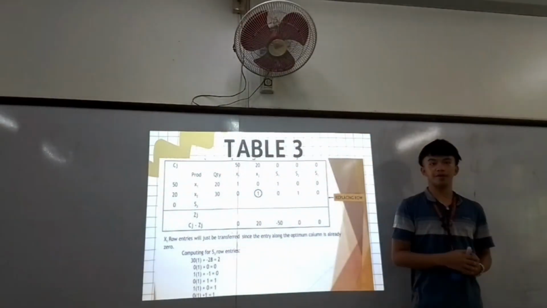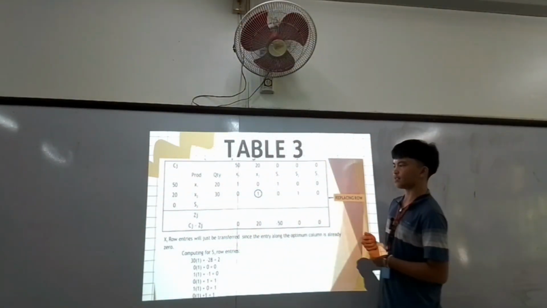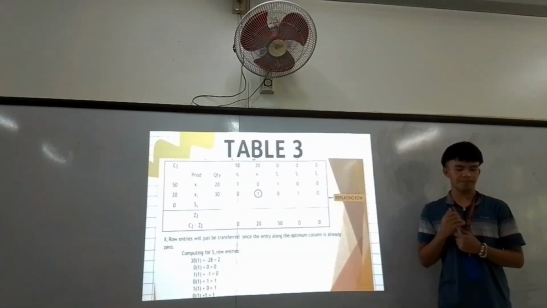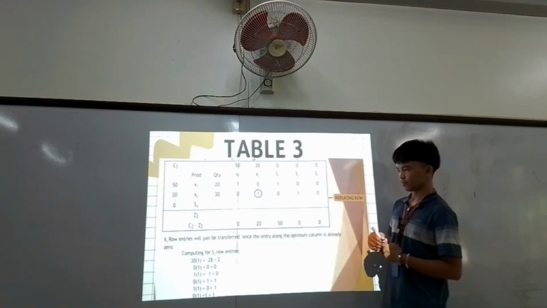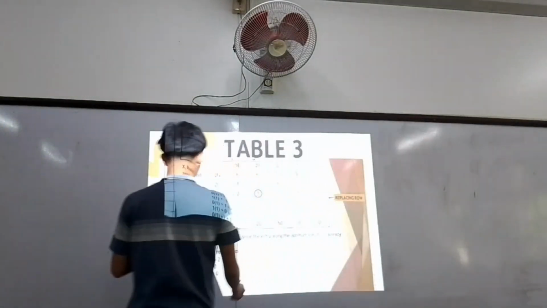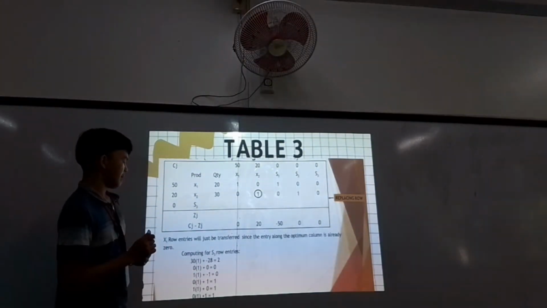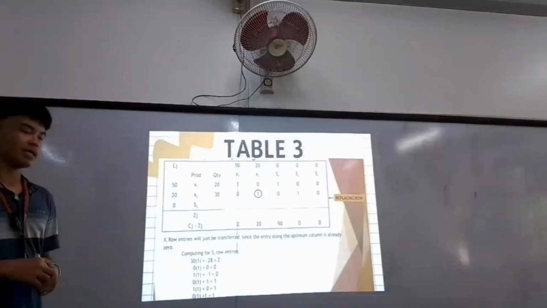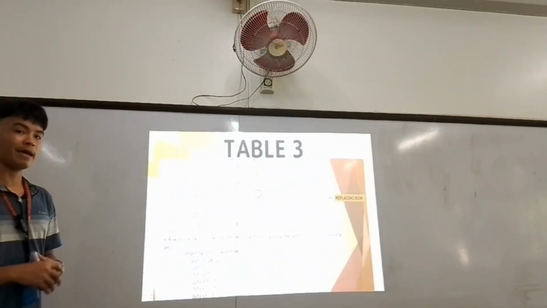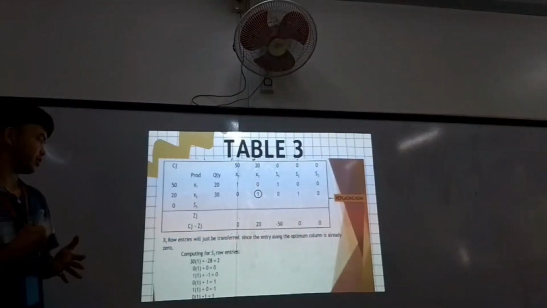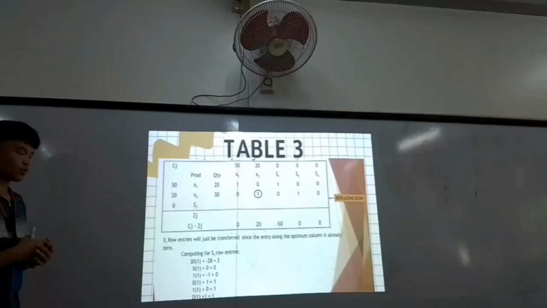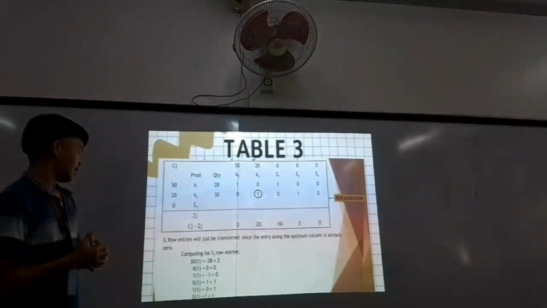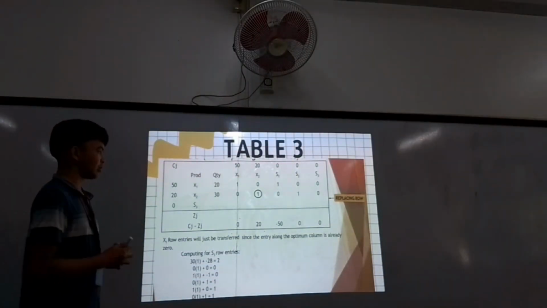In table 3, we have to compute the S3 row entries, since the X sub 1 row entries will just be transferred, since the entry along the optimum column is already 0. So we have here 30 multiplied by 1 plus negative 28 is equal to 2. And 0 multiplied by 1 plus 0 is equal to 0. And 1 multiplied by 1 plus negative 1 is equal to 0. 0 multiplied by 1 plus 1 is equal to 1. And 1 multiplied by 1 plus 0 is equal to 1. And 0 multiplied by 1 plus 1 is equal to 1.